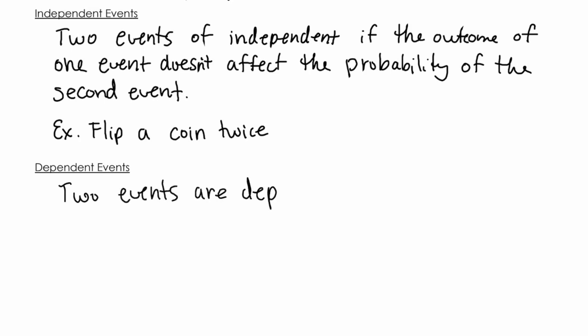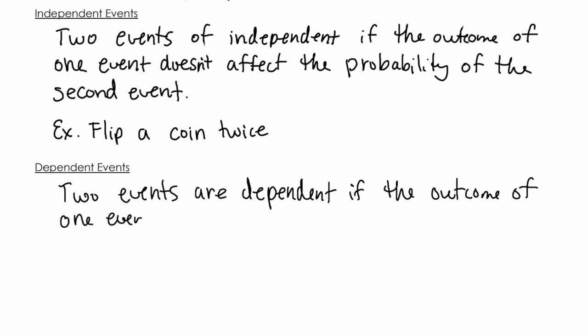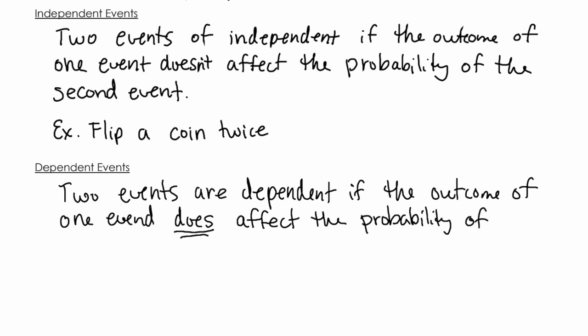Two events are dependent if the outcome of one event does affect the probability of the second event.